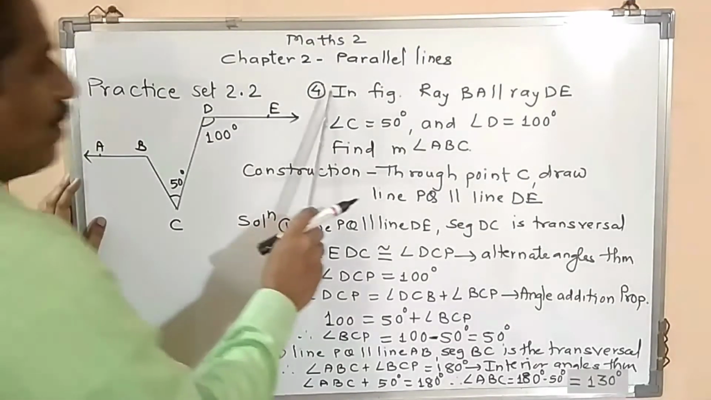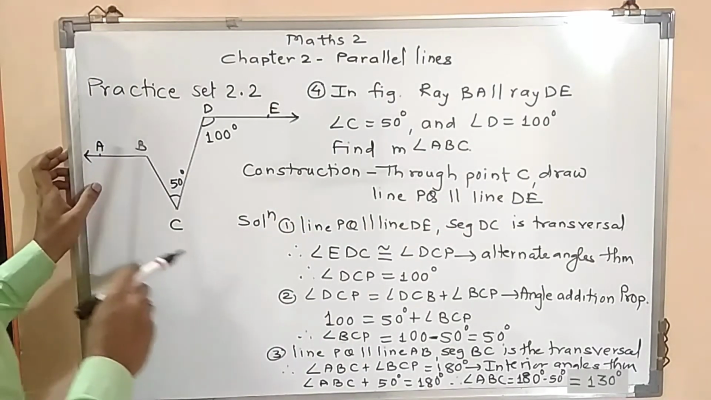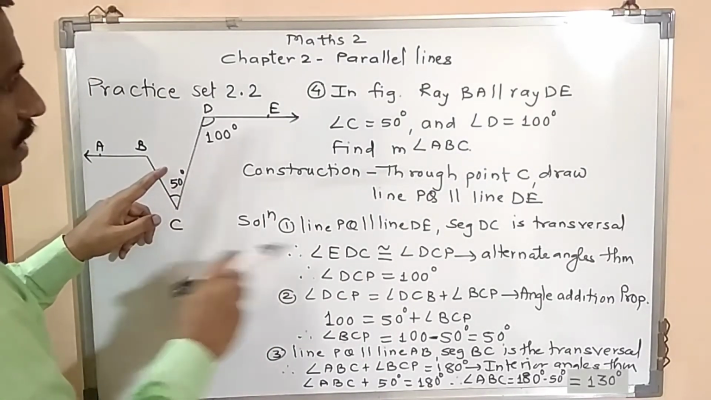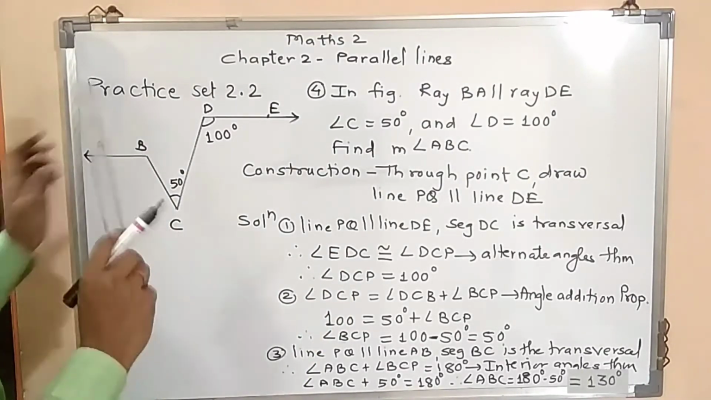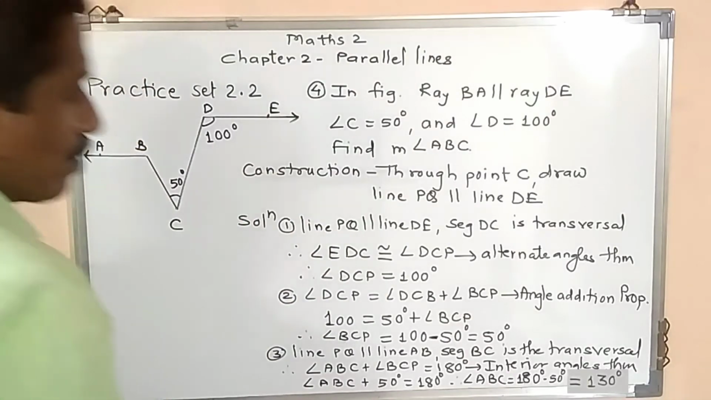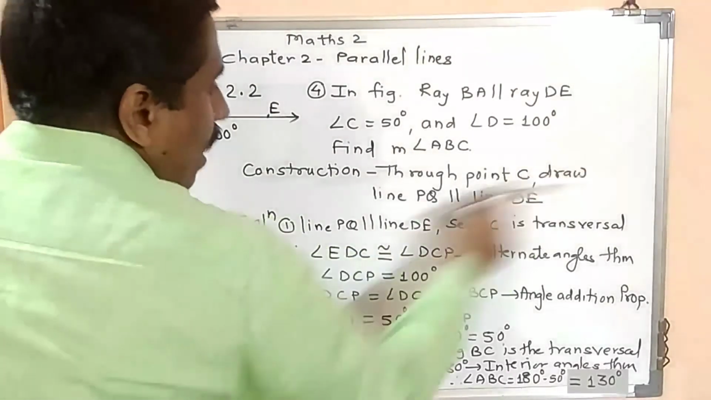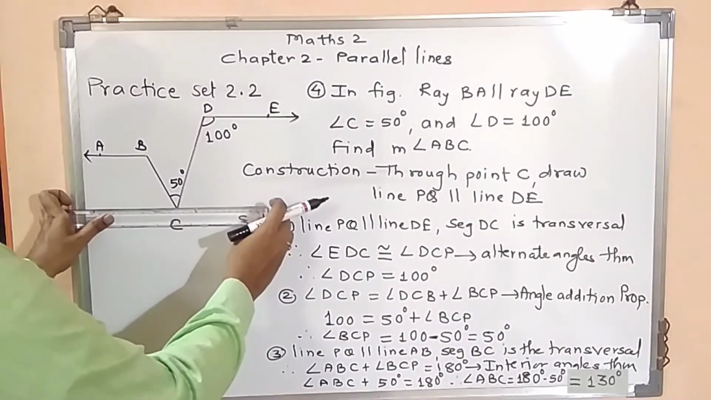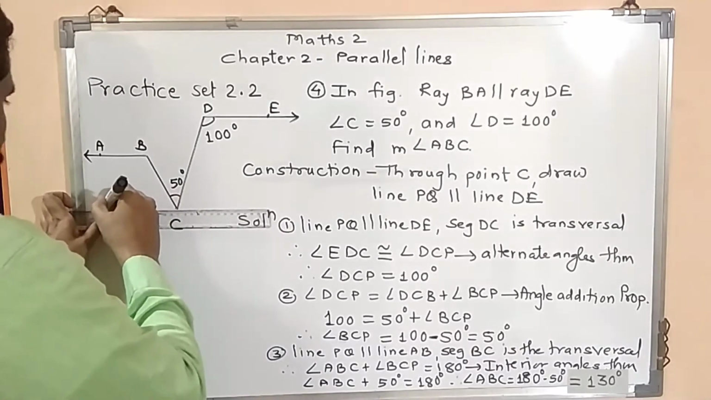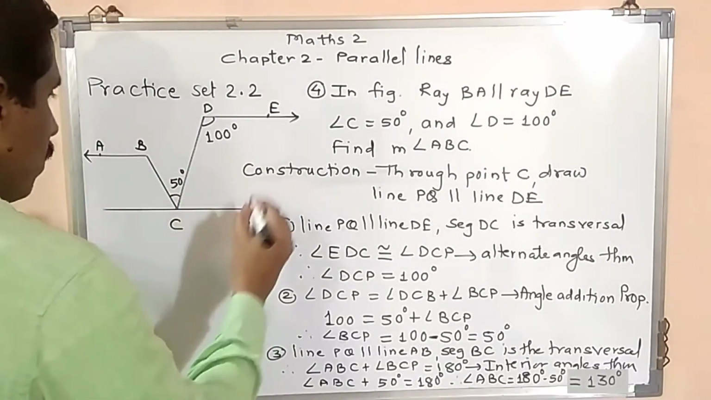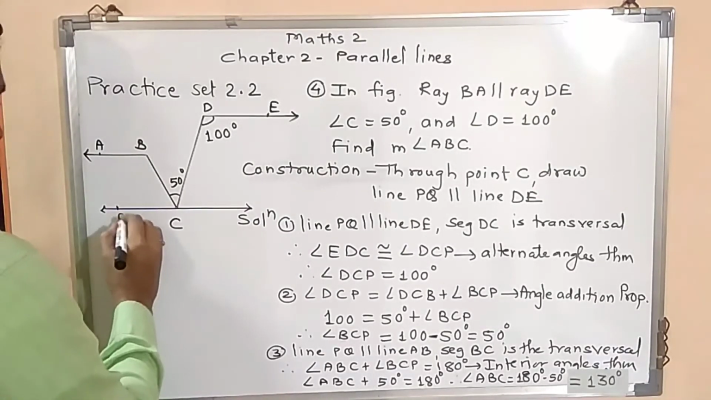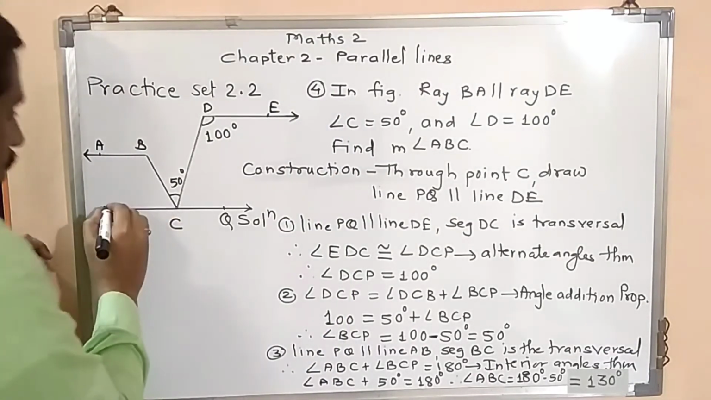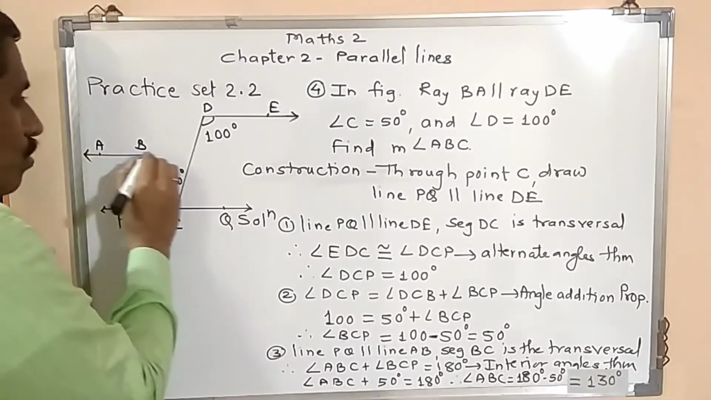Question number 4. In the figure, ray BA is parallel to ray DE. Angle C is 50 degrees, angle D is 100 degrees. You have to find angle ABC. First, construction. Through point C, draw line PQ parallel to line DE. Here I am drawing line PQ through point C, and this line PQ is parallel to line DE. It means this line PQ is also parallel to line AB.